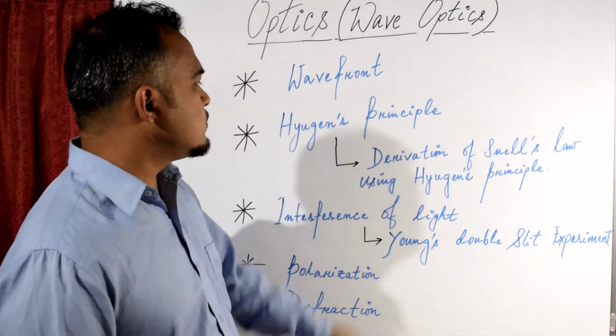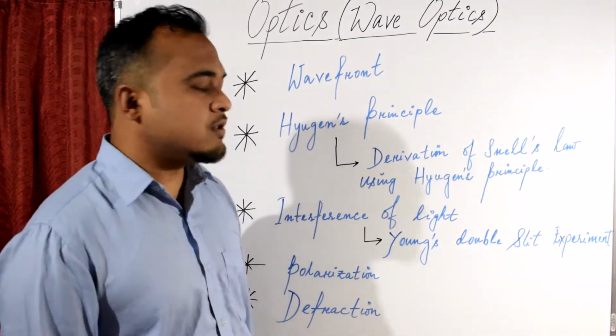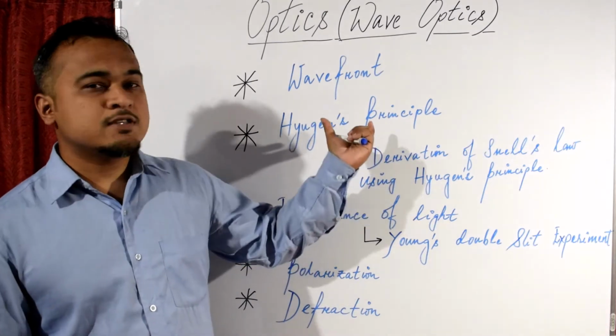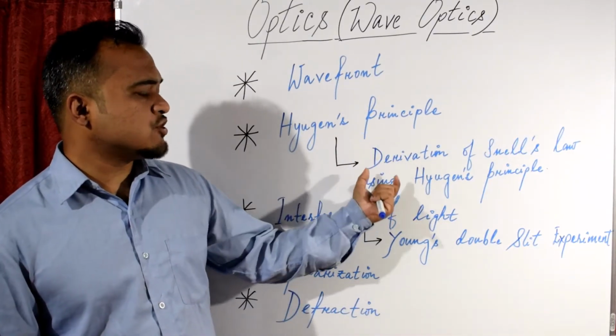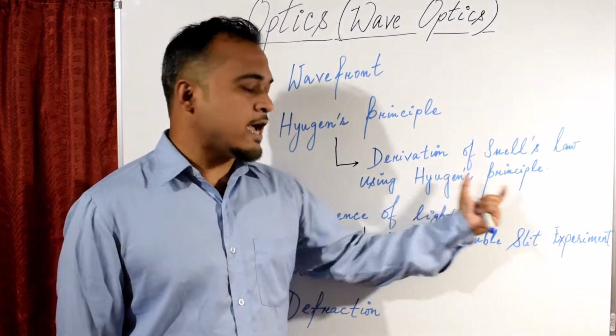The next topic which is important from this chapter is Huygens principle. What is Huygens principle? Its definition along with the assumptions. Under Huygens principle you'll have to study this topic, which is the derivation of Snell's law using Huygens principle.